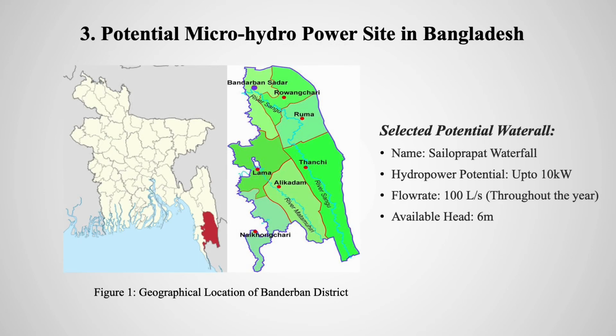There are a lot of remote areas in Bangladesh where hydro sources are available. For this project, an ideal waterfall in Bangladesh has been selected, which is located in the Bandarban district that lies in the southern part of the country. The hydro source is basically a waterfall called Shoila Prabhat waterfall, which has the potential to deliver up to 10 kilowatt of power. It has the water flow rate of 100 liter per second with the head availability of 6 meter.